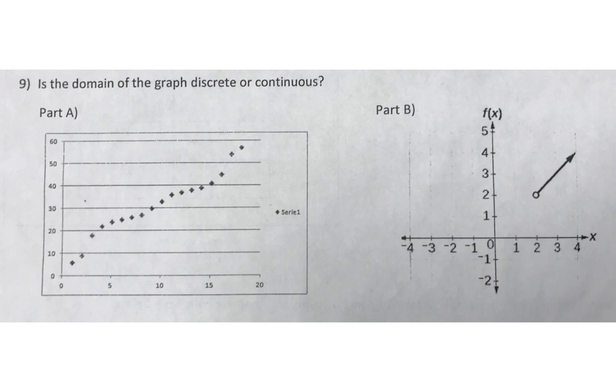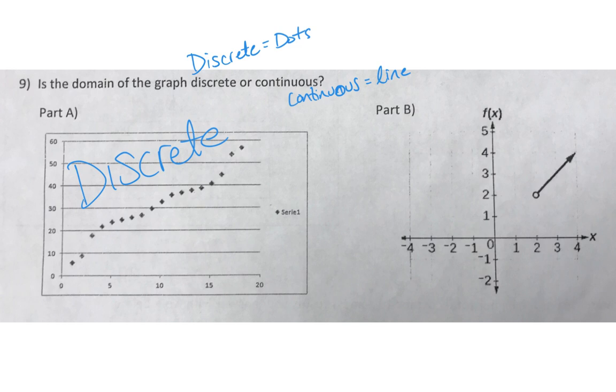Is the domain of the graph discrete or continuous? An easy way to remember this is discrete starts with the letter D. So discrete will have dots, and continuous doesn't. Discrete dots. Continuous will have a line. So because this is a bunch of dots, we would say that this is discrete. And then part B, it has a line, so we'll say it's continuous.